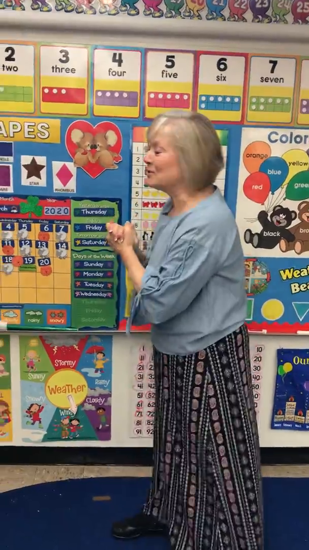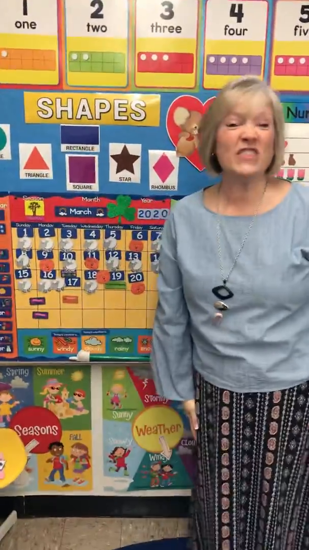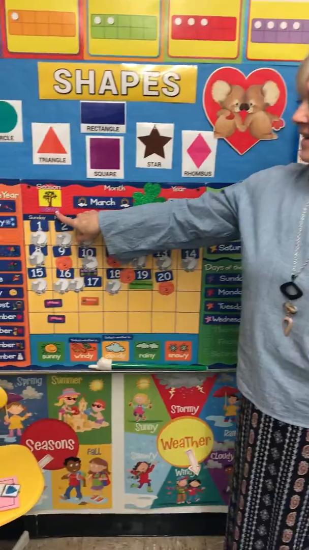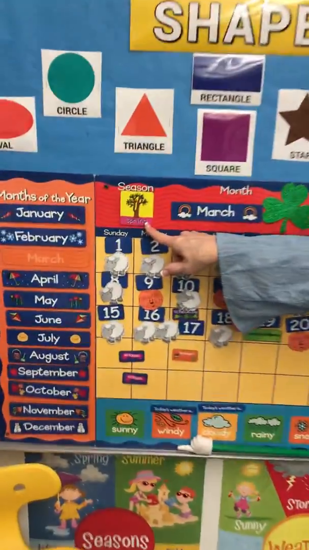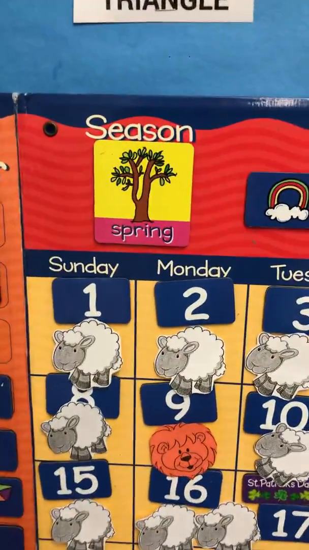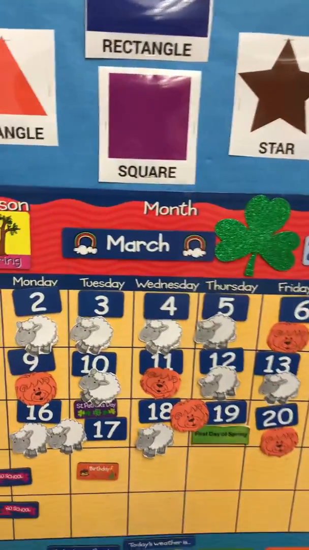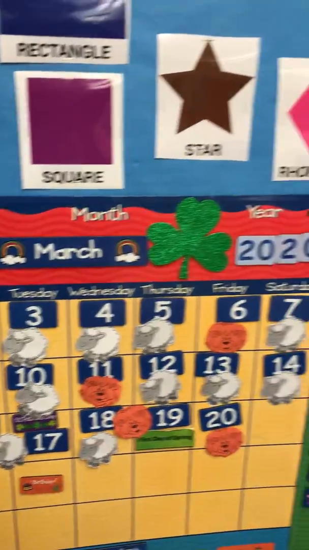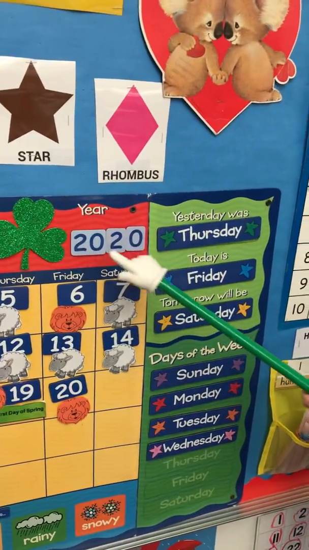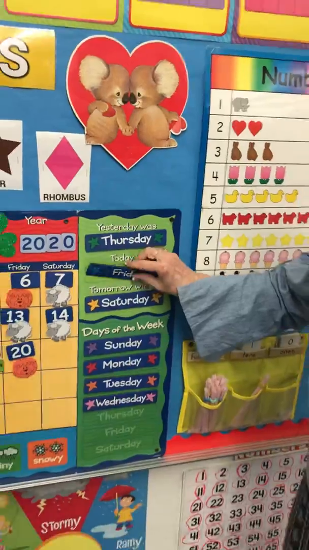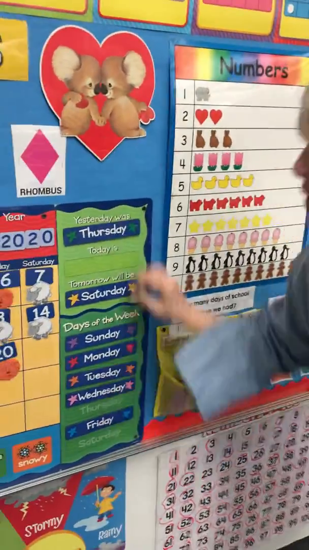Let's go to the calendar real quick so then we'll start all these cool science experiments today with Sammy Snake and letter S. The season is spring, right? Winter is gone. The month is March. Good. And the year is 2020.